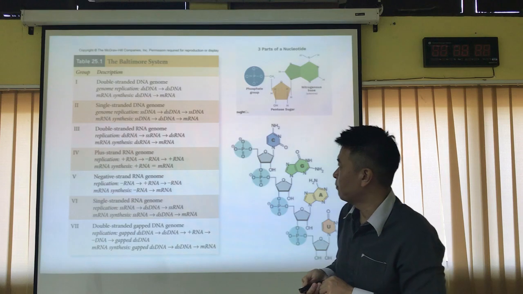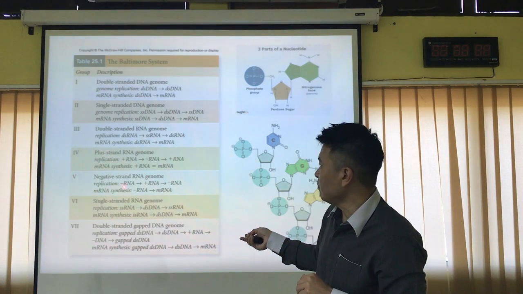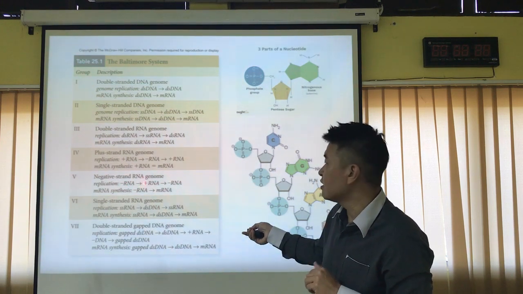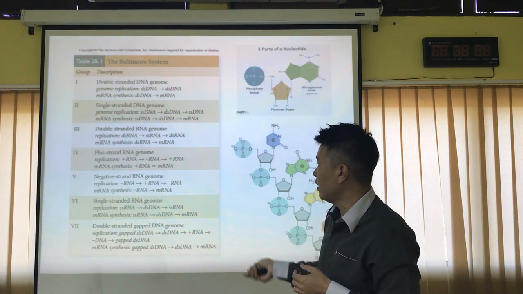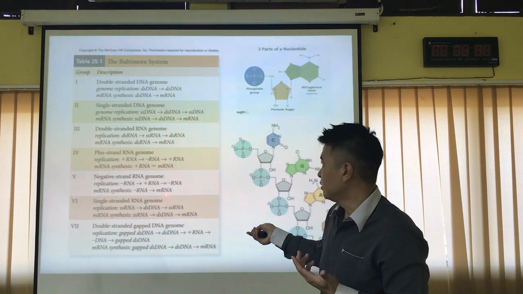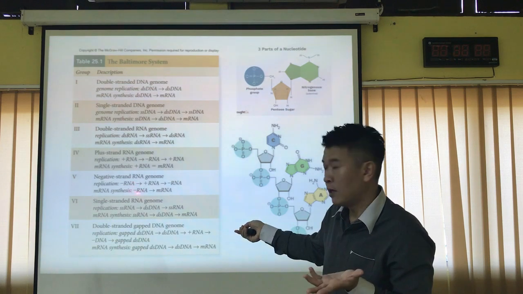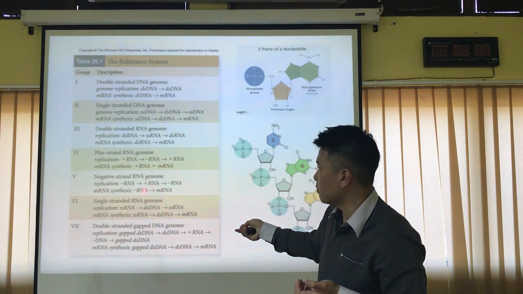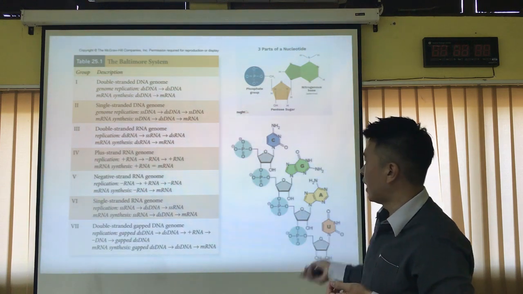Next, we go to group 5, negative strand RNA. The negative strand RNA synthesizes a positive strand RNA that serves as a template for them to synthesize more negative strand RNA. What about the mRNA? We know that mRNA is the positive strand, so we can't use the negative strand RNA as a template for translation. So this negative strand RNA has to be synthesized into mRNA so that this mRNA will then be used for translation.